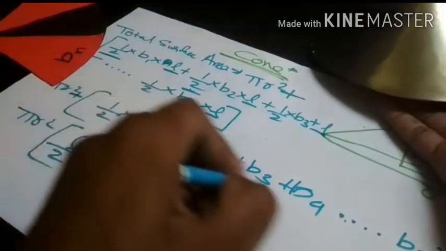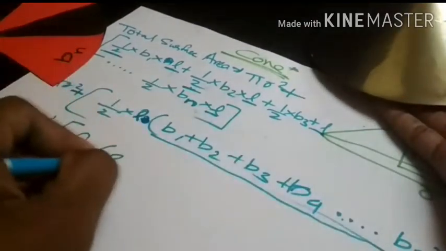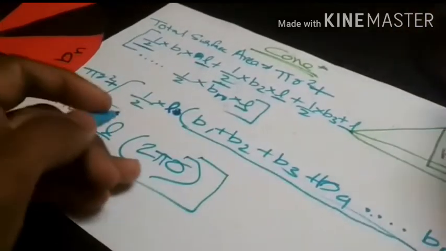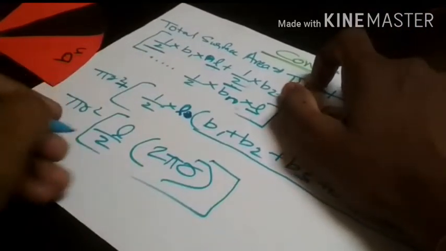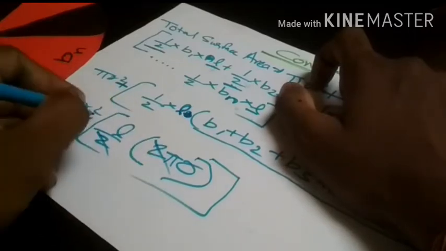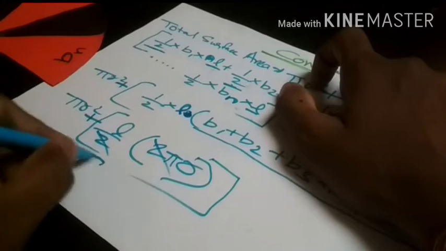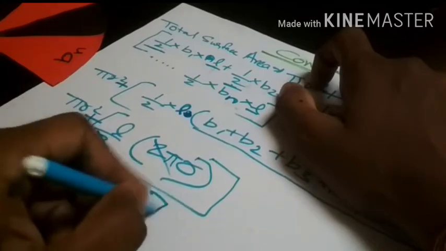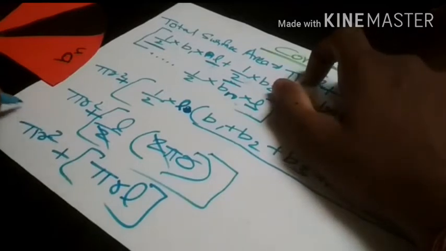You can imagine, you can see that. So we will replace it by the circumference of the circle, 2 pi r. As simple as that. Can we cancel anything? 2 gets cancelled, and pi r square plus pi r L.